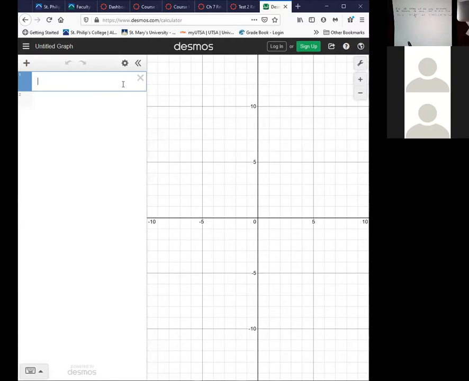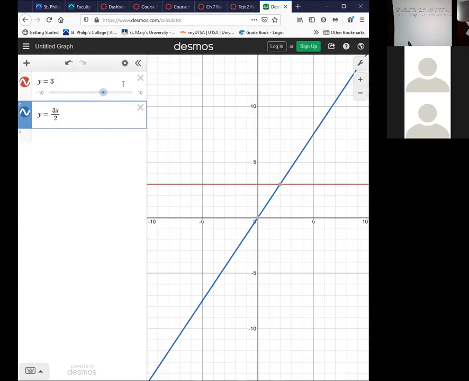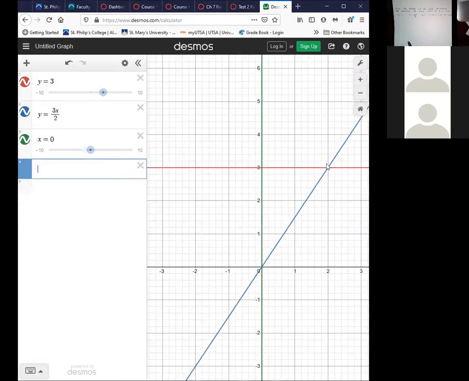Okay, so we got y equals 3, y equals 3x over 2, and x equals 0, which is the y-axis. So it looks like it's going to be this region here, right? And they're revolving it around the red line, so going this way.